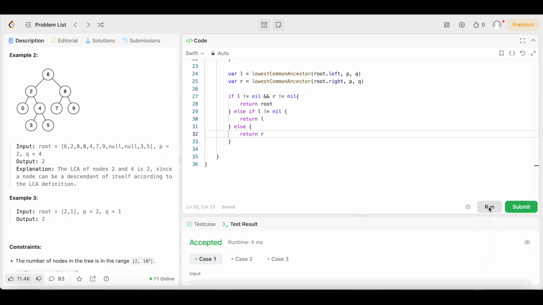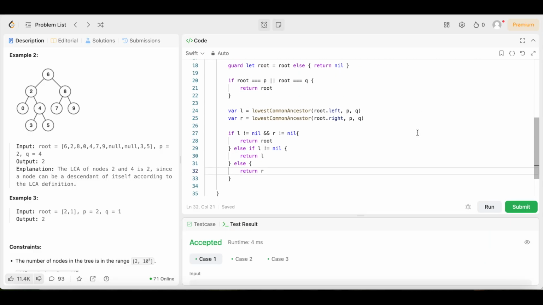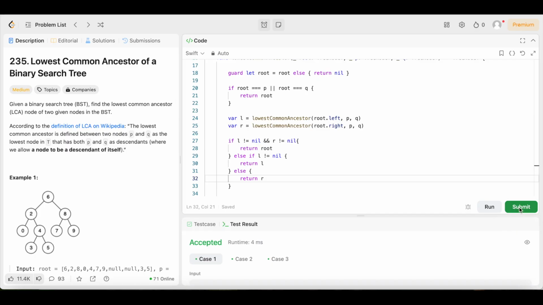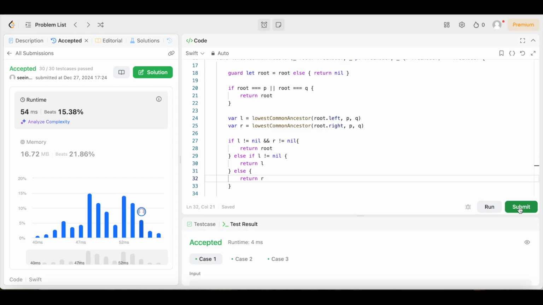So let's run it, make sure it runs. Wasn't that much code at all. Should be all the code, and it's accepted. So let's submit it, make sure it stays accepted, y'all. Let's see, and look at that, y'all. 54 milliseconds beats 15.38% of users with Swift, y'all.